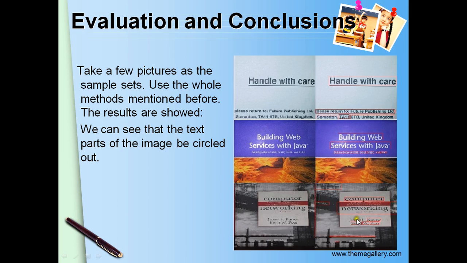Here the picture you can see is the final output image. The left side of the picture is the original picture I chose in the process of my project, and the right side of the image is the final result processed by my algorithm. Here you can see the text part of the original image has been circled out, and the other parts of the original are unchanged. This is the ideal output we want to get.